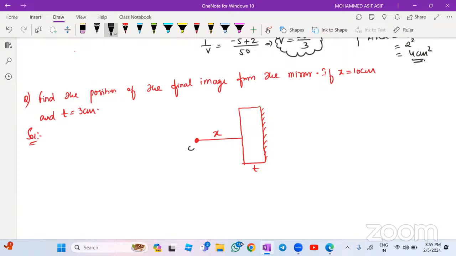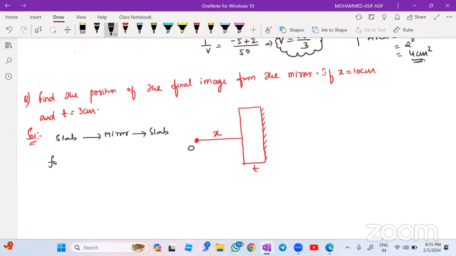See, the object will first touch the slab, then mirror. Again from mirror it reflects back and comes back to the slab. So the way the light will go is first it will touch the slab, then it will touch the mirror. As it is a plane mirror, it gets reflected back. So again it comes back to the slab.